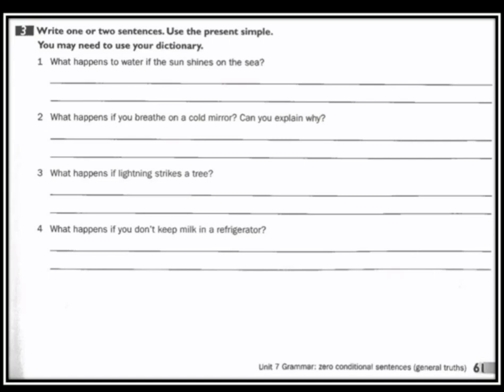Now question number 4. What happens if you don't keep milk in a refrigerator? If I don't keep milk in a refrigerator, milk spoils. Now my dear students, write down the answers on your book.